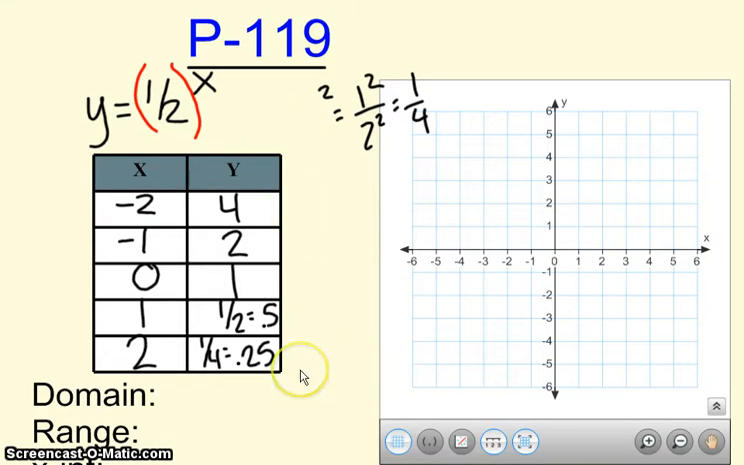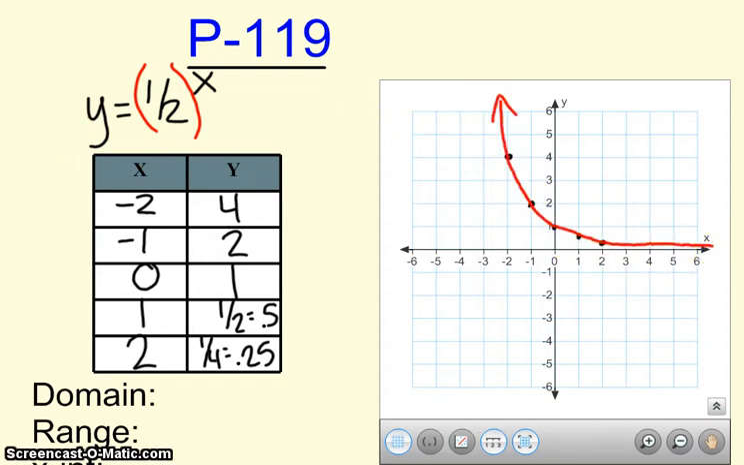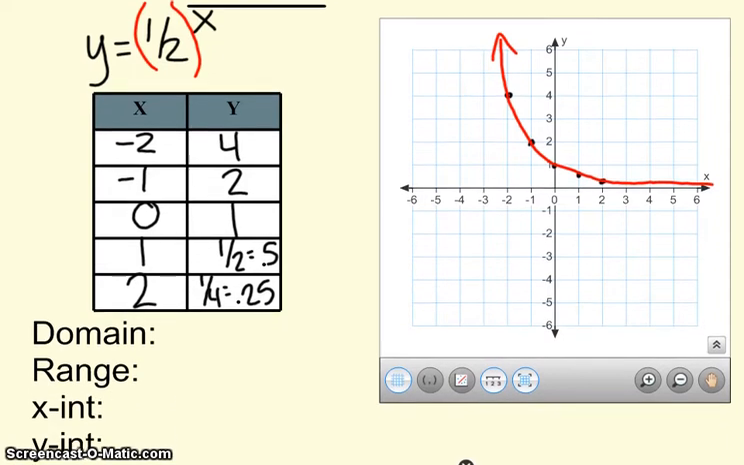Once we have these values, let's go through and graph. Our x value is our value going across on the x-axis, and our y value is going to be going up and down. So here are our points. And then let's play connect the dots to draw our graph. We should start off really close down here, go through our points, and head on up. Then next, we got to talk about some characteristics.